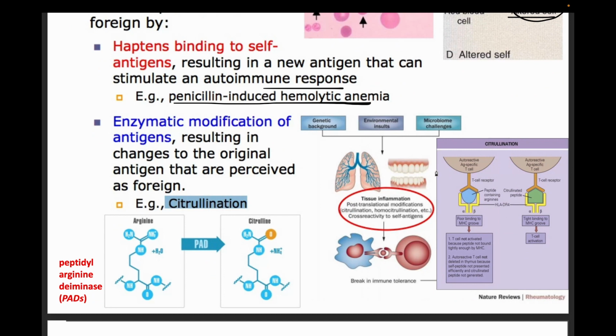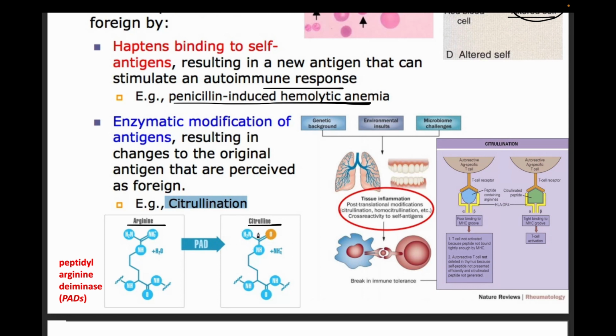The second example is enzymatic modification of the antigen, mainly citrullination. Citrullination, as the name suggests, is a process where the amino acid arginine is converted into citrulline. Now, a self-antigen is basically what? It's a peptide, and a peptide consists of many amino acids. One of the amino acids can be an arginine. There is an enzyme called PAD, peptidyl arginine deiminase. It removes what? The imine group from the arginine and replaces it with oxygen, which produces citrulline.